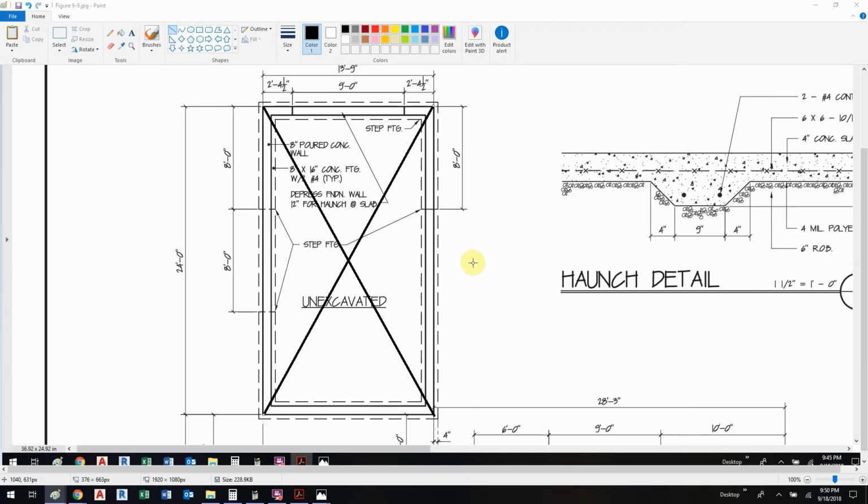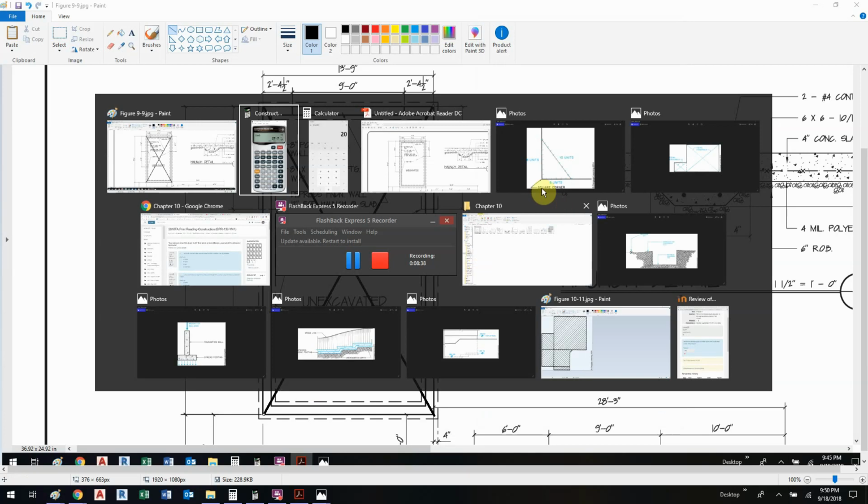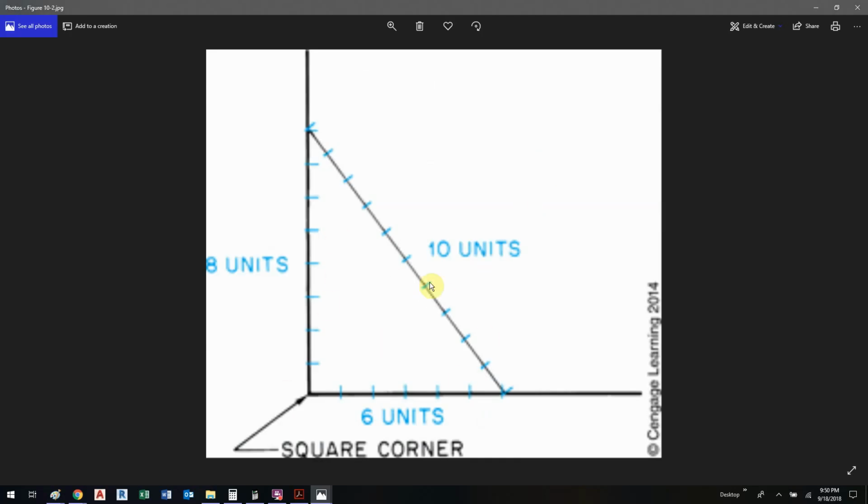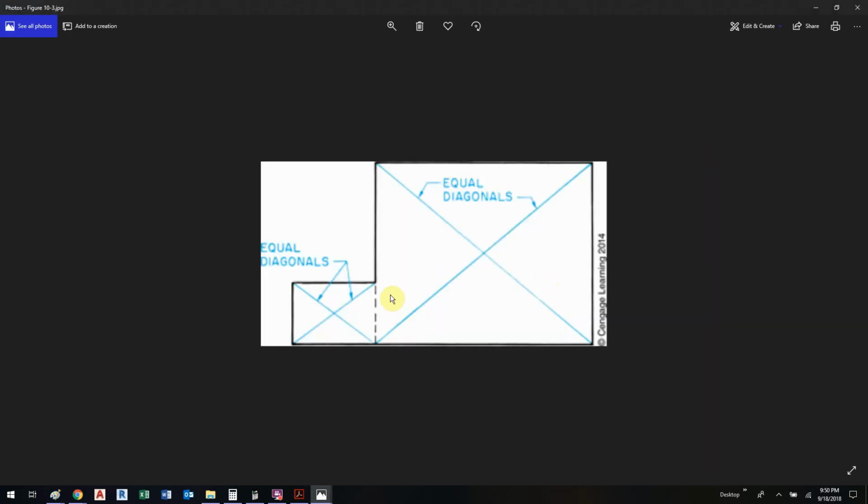Okay, so let's go back over to here. All right, that talked about the triangle. And here again, it doesn't matter what size our rectangles are. Anytime that we have all of our corners here at a perfectly 90-degree angle, then our diagonals are going to be equal.